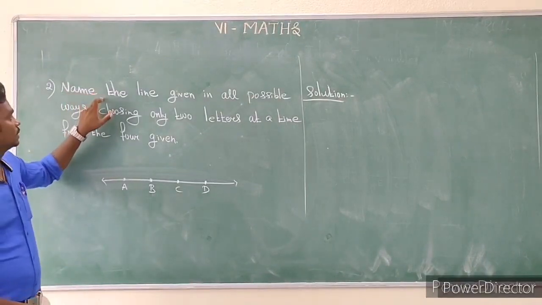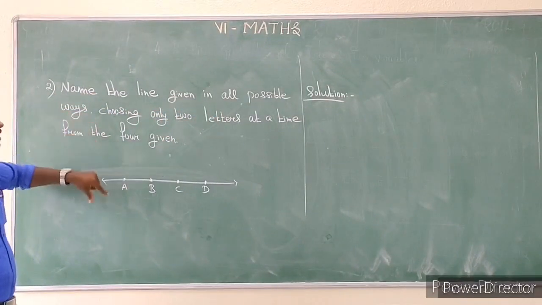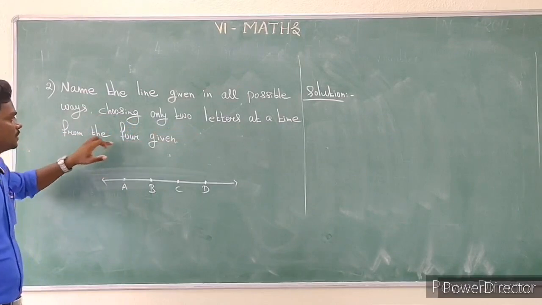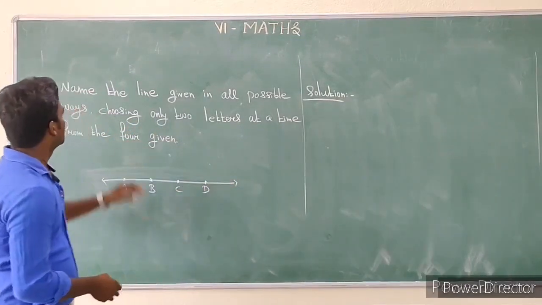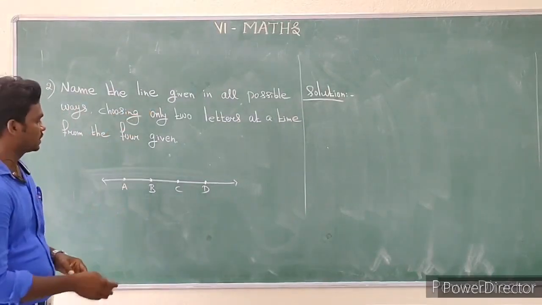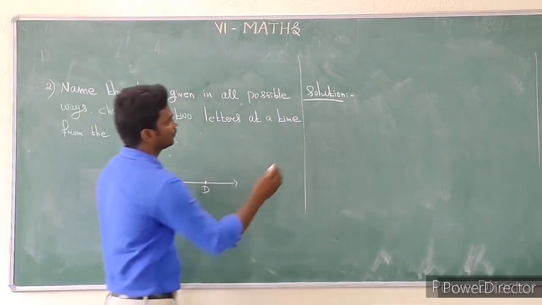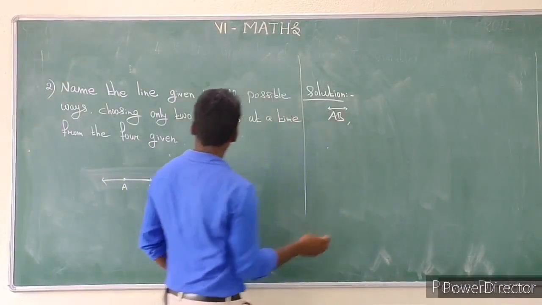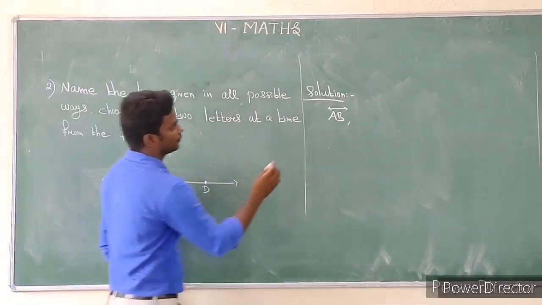Next, our second question. Name the line given in all possible ways, choosing only 2 letters at a time from the 4 given letters. So what are the lines given in the figure? First we can write AB. So we write the line A to B. What is next? A to C.